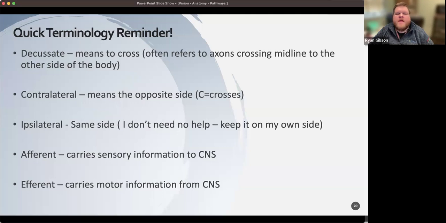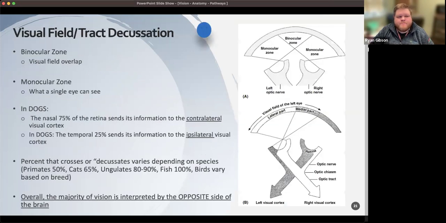All right. If I use the term decussate, remember that means it's going to cross, often crossing the body. Contralateral means the opposite side. Ipsilateral, same side. Afferent means we're sending sensory information to the central nervous system. It is ascending to the brain via the afferent or ascending sensory tracts. Efferent exits the brain and is motor information going down to the body.